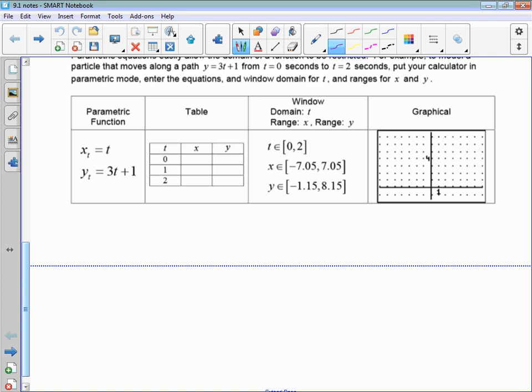What do we get for x when t is 0? What do we get for x when t is 1? And when t is 2? That was easy, right? All right, what about for y when t is 0? What do we get? When t is 1, 4, and when t is 2. Okay, so we're going to go over here on our graph, and I am going to plot 0, 1. Now I'm plotting, this is still my x and my y for how I'm plotting these. Then 1, 4, and 2, 7.